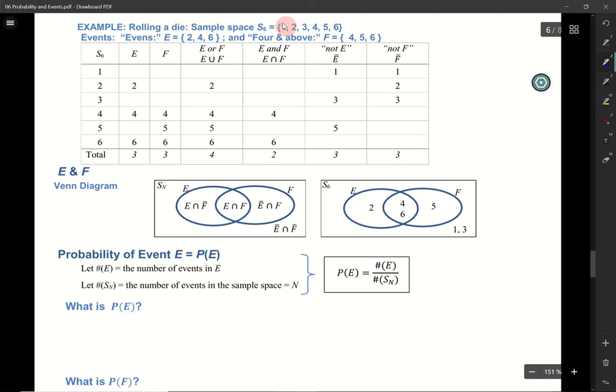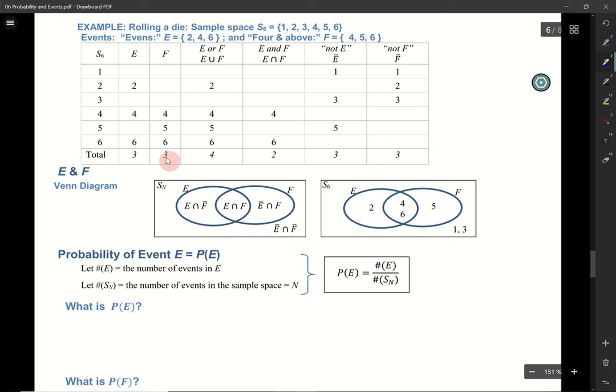Okay? So if we look at the cases like this, event E would occur when there's a 2, a 4, or a 6, so there are 3 possibilities. And event F, 4 and above, would be the event when the simple event is 4, 5, or 6.